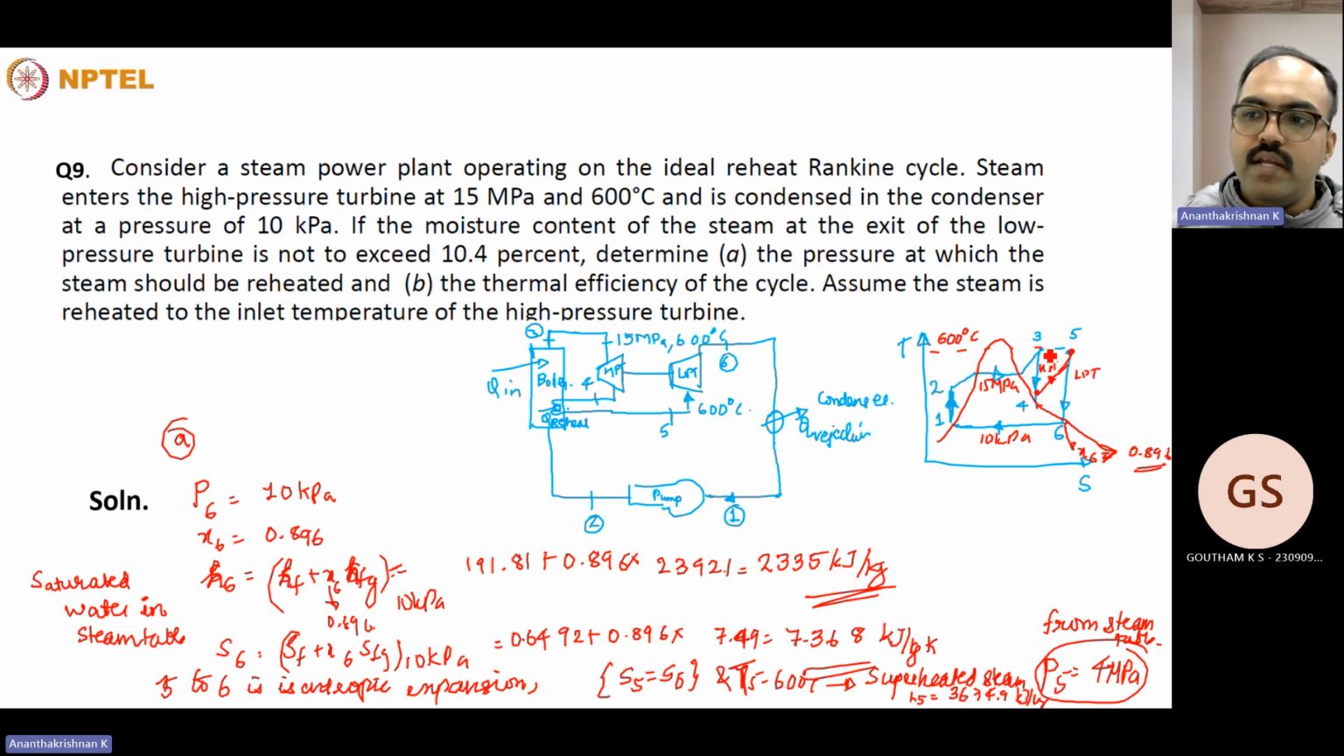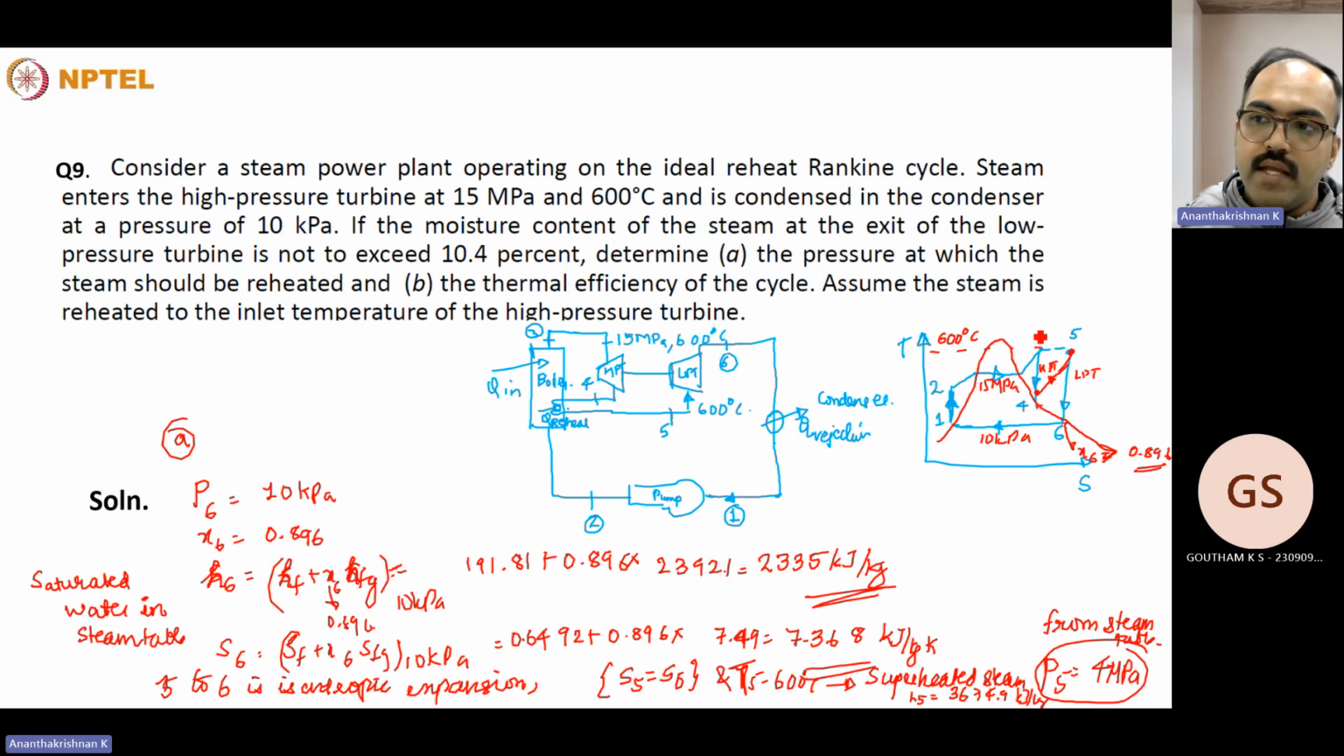And for state point 3, that will be at temperature 600 degrees Celsius, 15 megapascal. That is a superheated region. So you'll get that point straight away. The only nuance of this particular problem comes in state point 4. For state point 4, we know the pressure, the same pressure as at point 5, because this is a constant pressure heat addition process. So we know everything about state point 4.